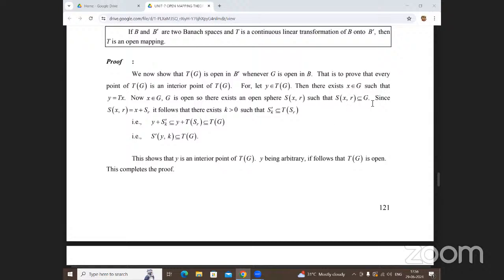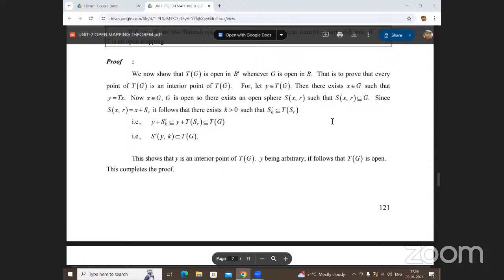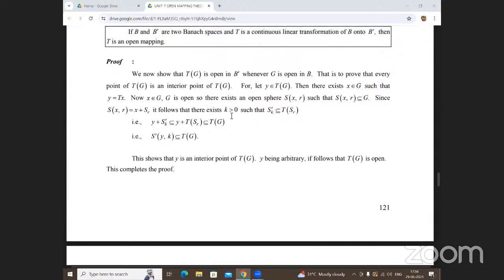So S of X, R contained is equal to capital G. So F of X, S of X and R can also be written as X plus SR. So that is the open sphere of the element represented as X plus SR, and applying the transformation, we take any one element K greater than 0. So that is SK dash contained is equal to T of SR, where K is an existing positive radius greater than 0.